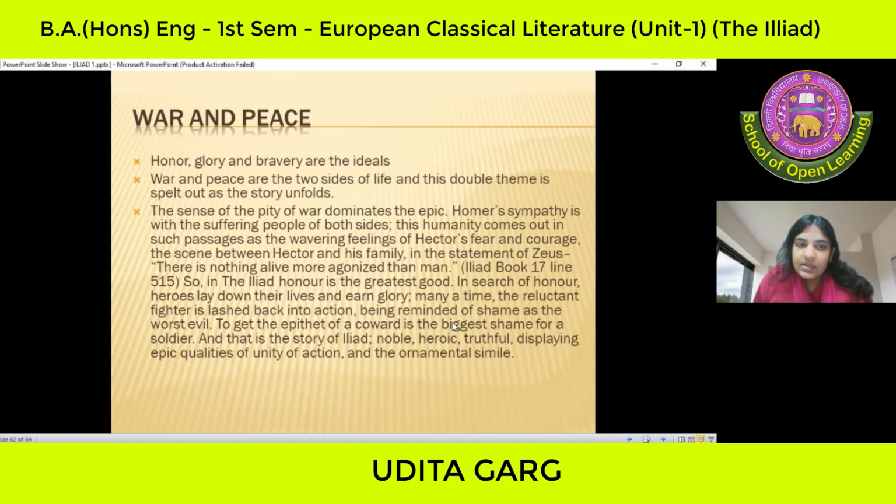Right, so this is what we see, from which we gather a sense that Homer wanted peace, that humanity is something that is more important. He places his sympathies with both sides, with dying soldiers of both sides, be it the Greek soldiers, be it the Trojan soldiers. So the humanity comes out in passages such as the wavering feeling of Hector's fear and courage, the scene between Hector and his family, and in the statement of Zeus that there is nothing alive more agonized than man.